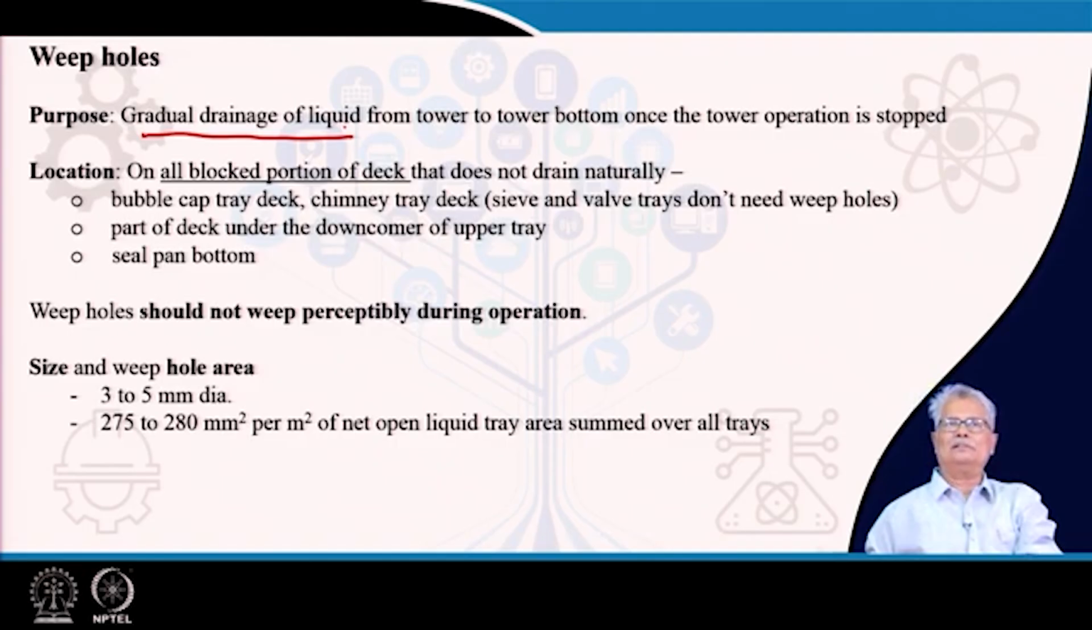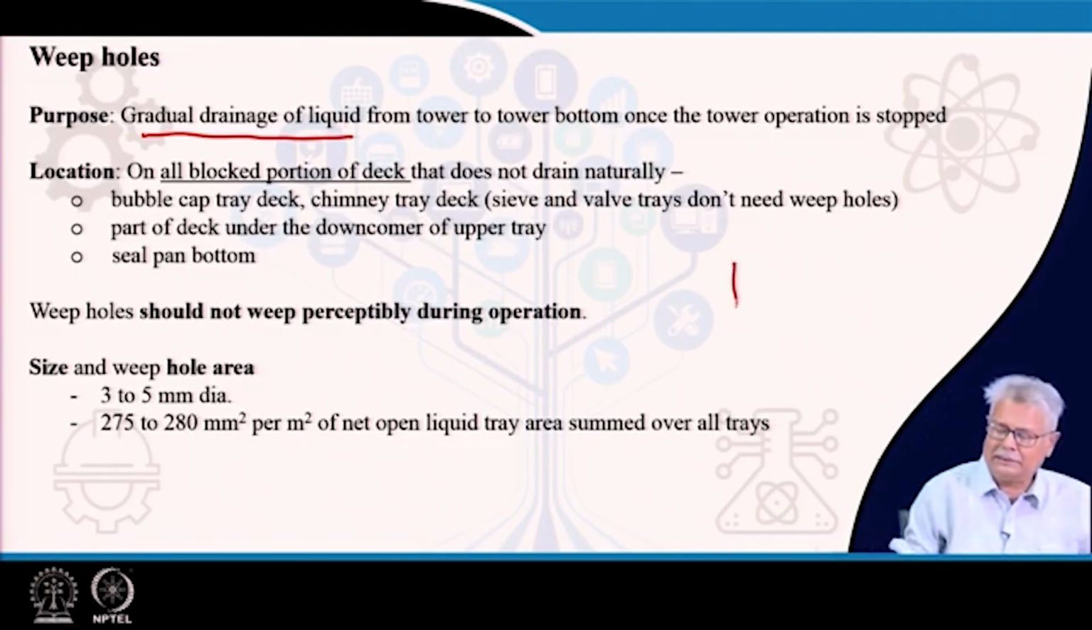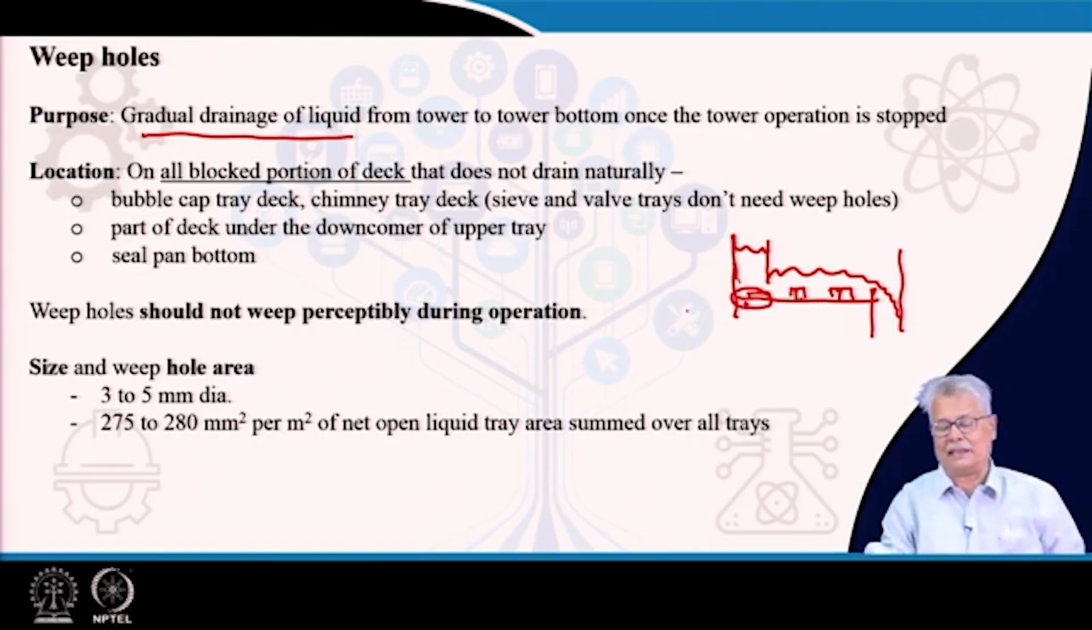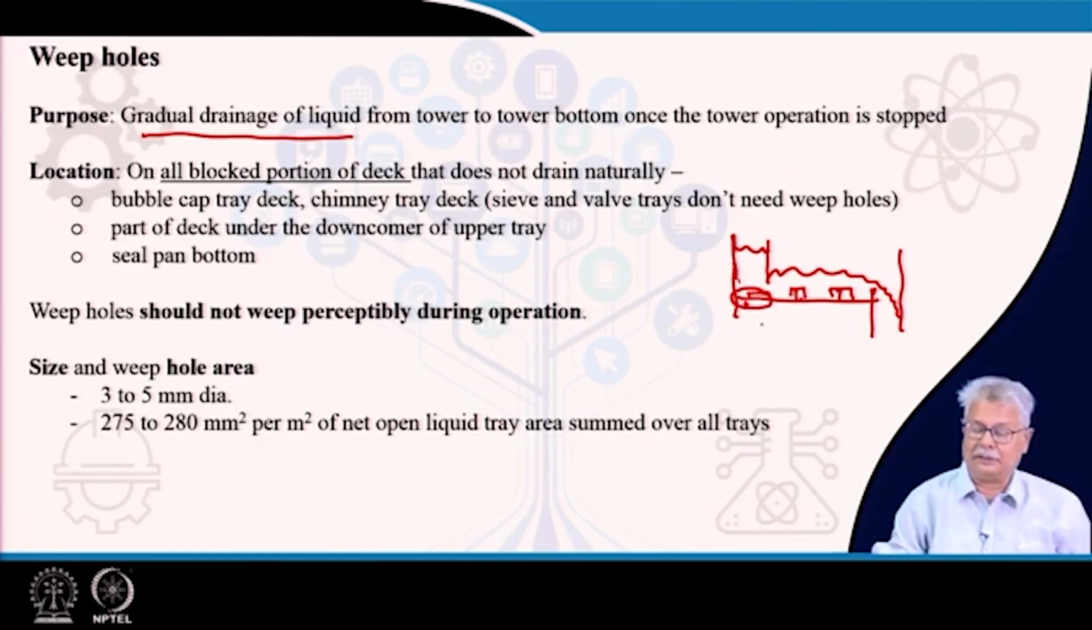What are these places and locations? Suppose this is a bubble cap tray. I am not showing the bubble cap here. This is the downcomer of the upper tray, and this is the downcomer belonging to this tray. So, what you have here, you will have your bubble caps, and you have a downcomer backup. The liquid flows this way. This portion of the tray, particularly of any type, I mean, if it is a sieve tray with a downcomer, even on the sieve tray or in any other places, you will require this portion to be drained.